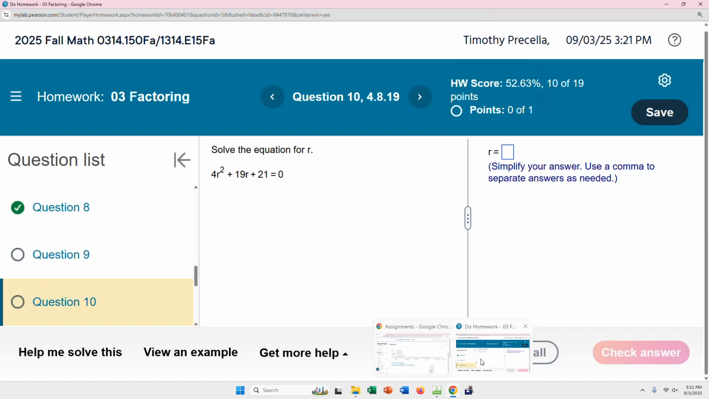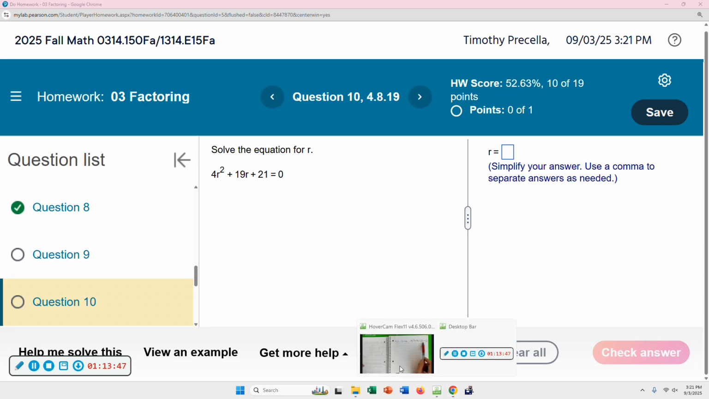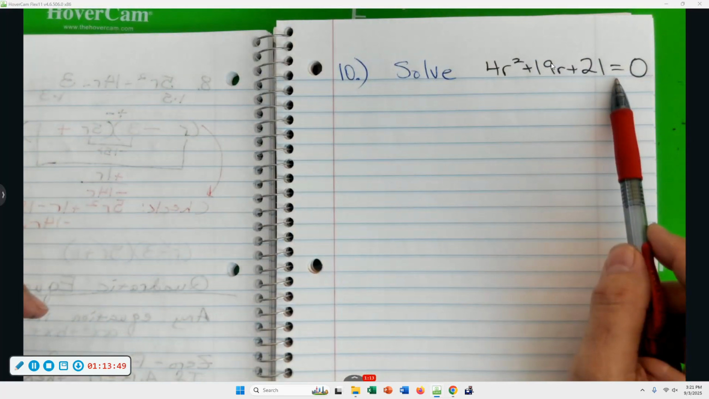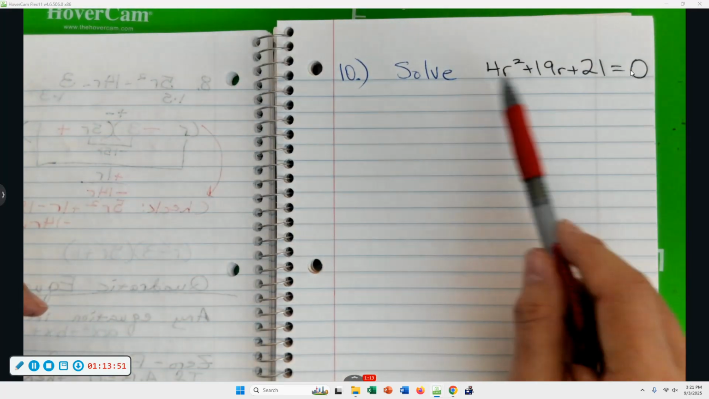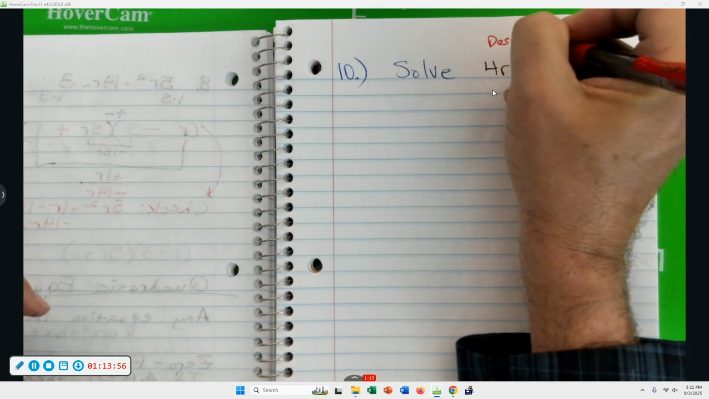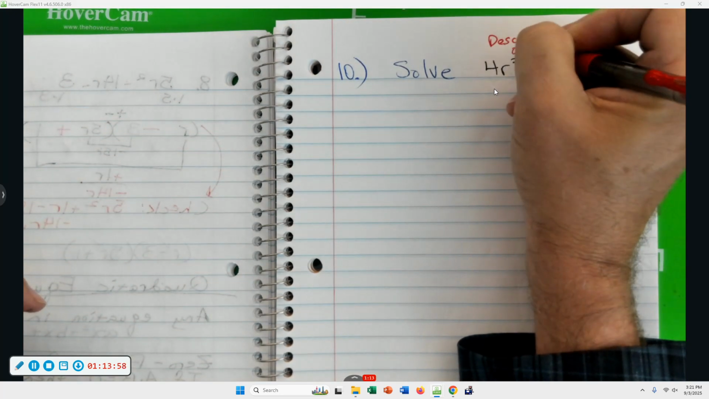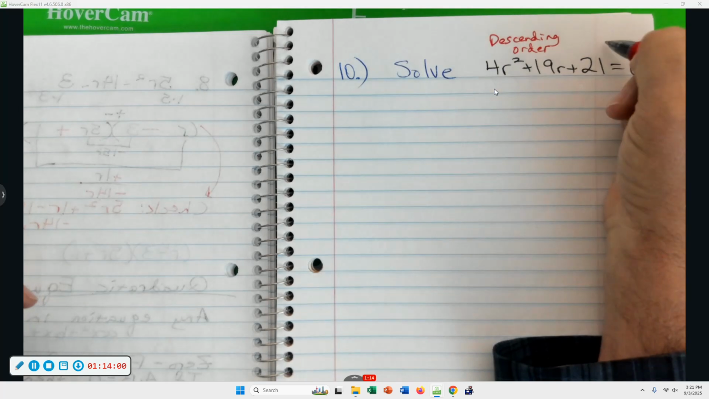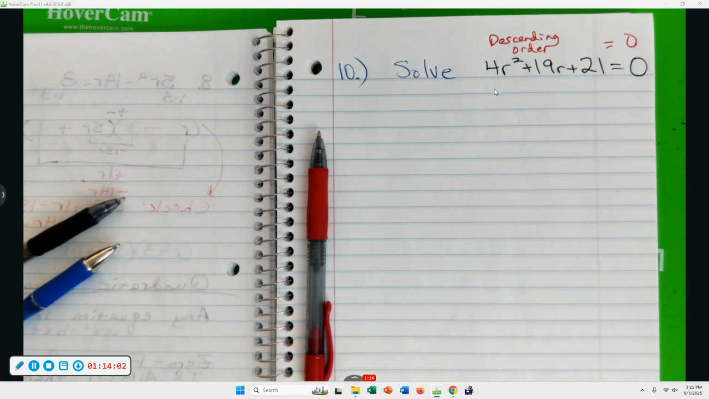You already have the equation written in descending order. You need descending order equals 0, and that's what you have. So I'll make a note. This is descending order equals 0.